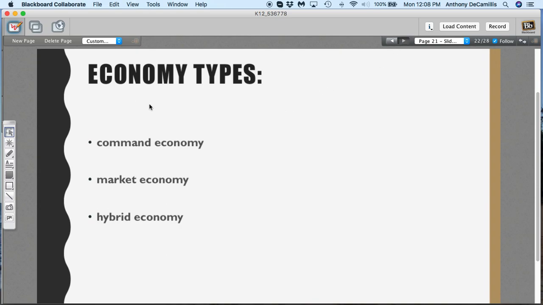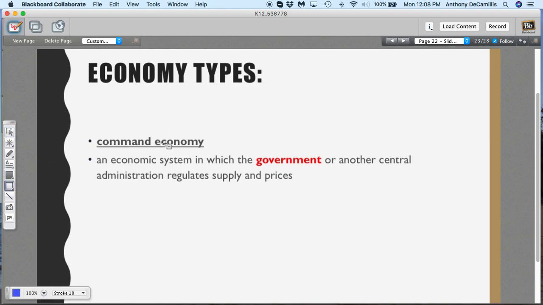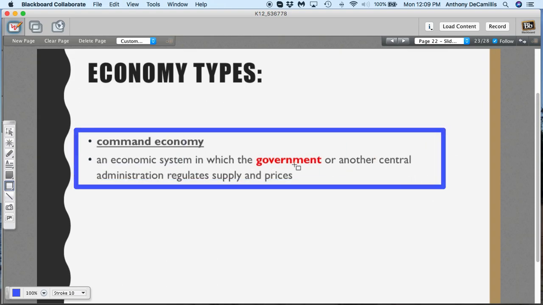In a command economy, you guessed it, the rules are being commanded. It's an economic system in which the government or another central administration regulates supply and prices. There's a centralized authority. There's a power. There's a control. It could be a government, could be an individual person, could be a system. But really, that's the bottom line: there is a force behind everything controlling it. Let's just stick with government.